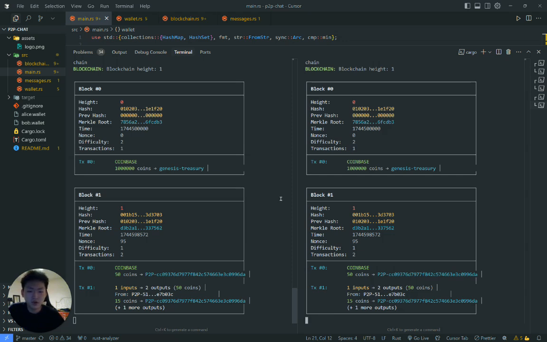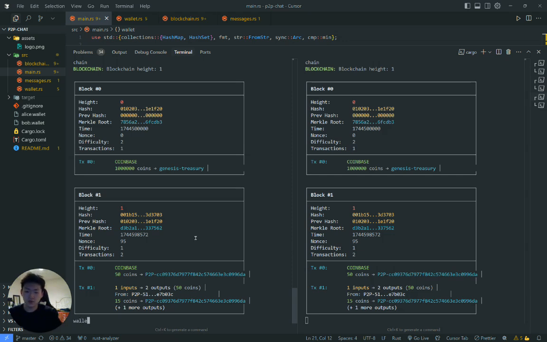If we look at the hash and previous hash, the hash of the Genesis block is 1E1F20 on both nodes. The hash of the block matches as well as the Merkle tree root, which is derived from hashing all the transaction data in a tree-like structure. Okay, and so there's that.